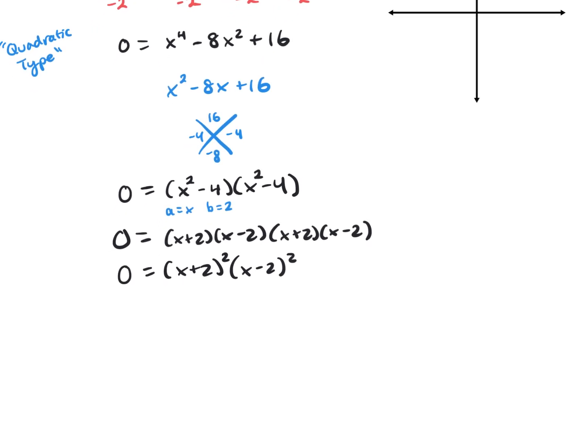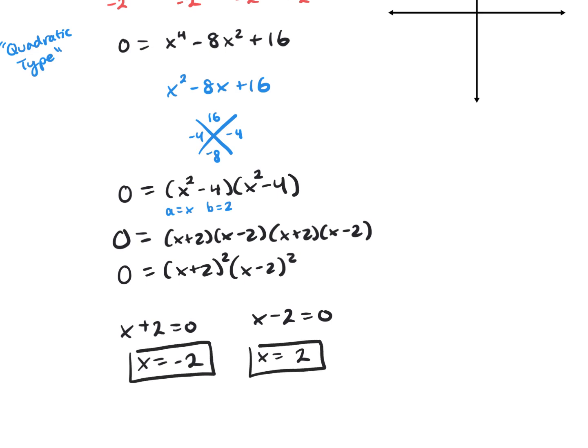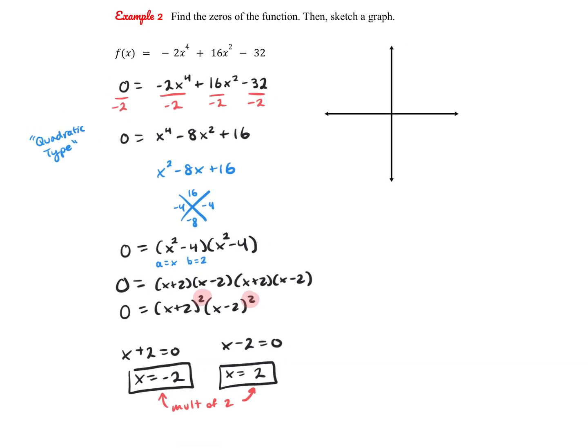So if I want to finish solving for the zeros, I'm going to show my zero product property. Remember, this is a step I would like you to show. And so we get two zeros, positive 2 and negative 2, but they both have a multiplicity of 2 because both of them had squared factors. So that is going to affect what happens when we graph.